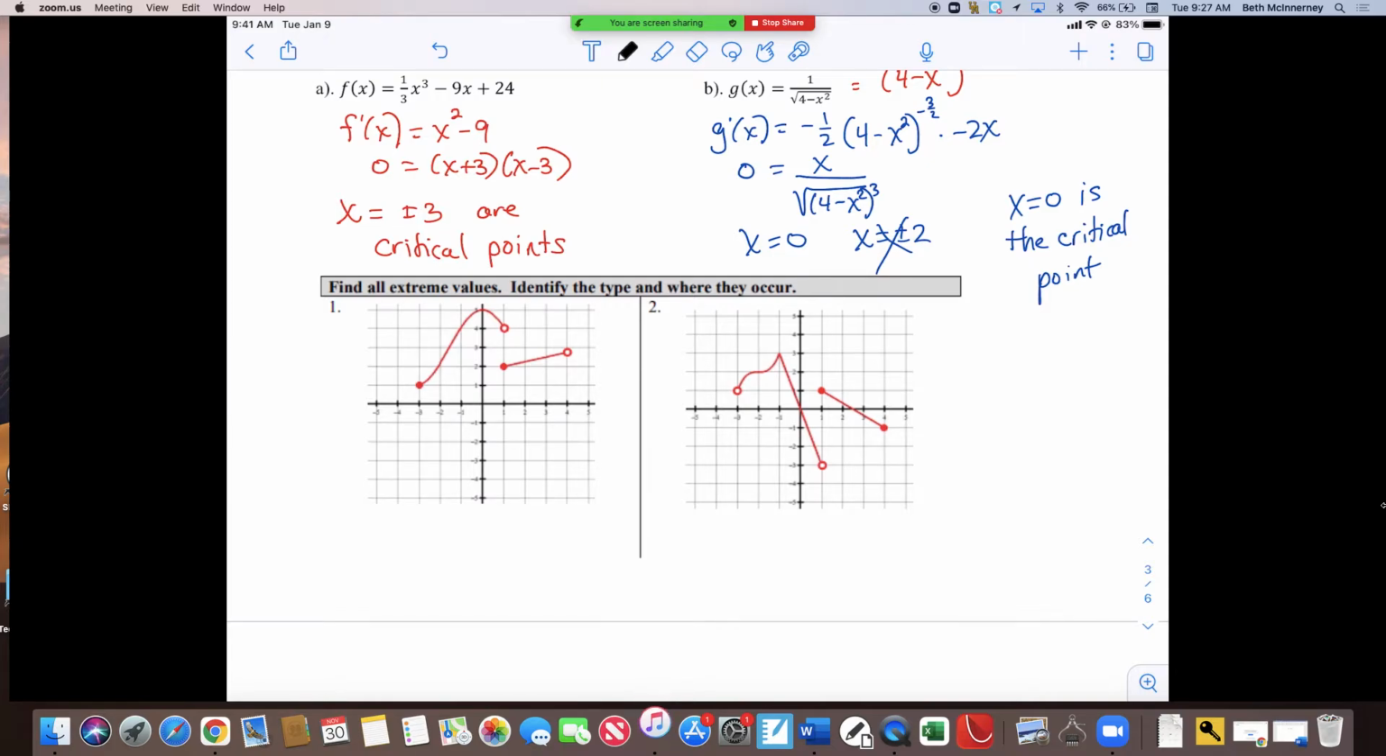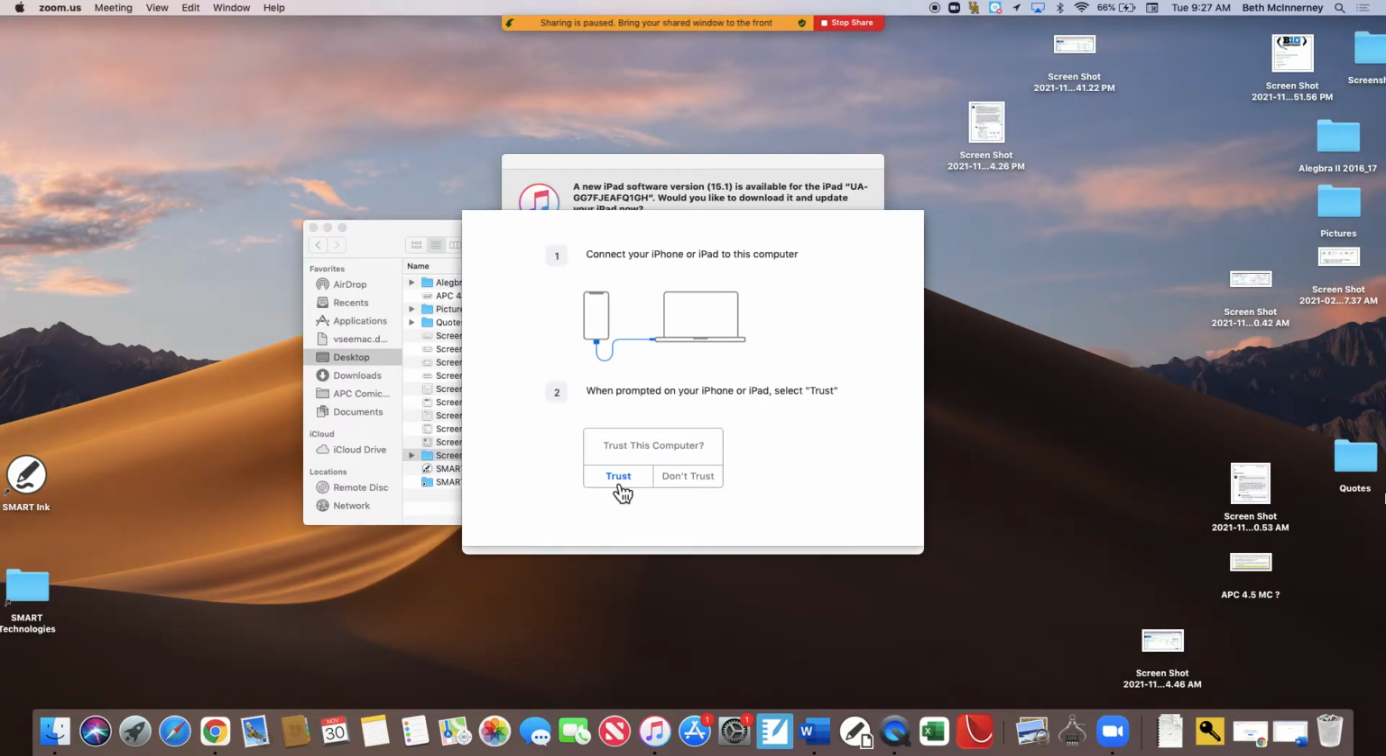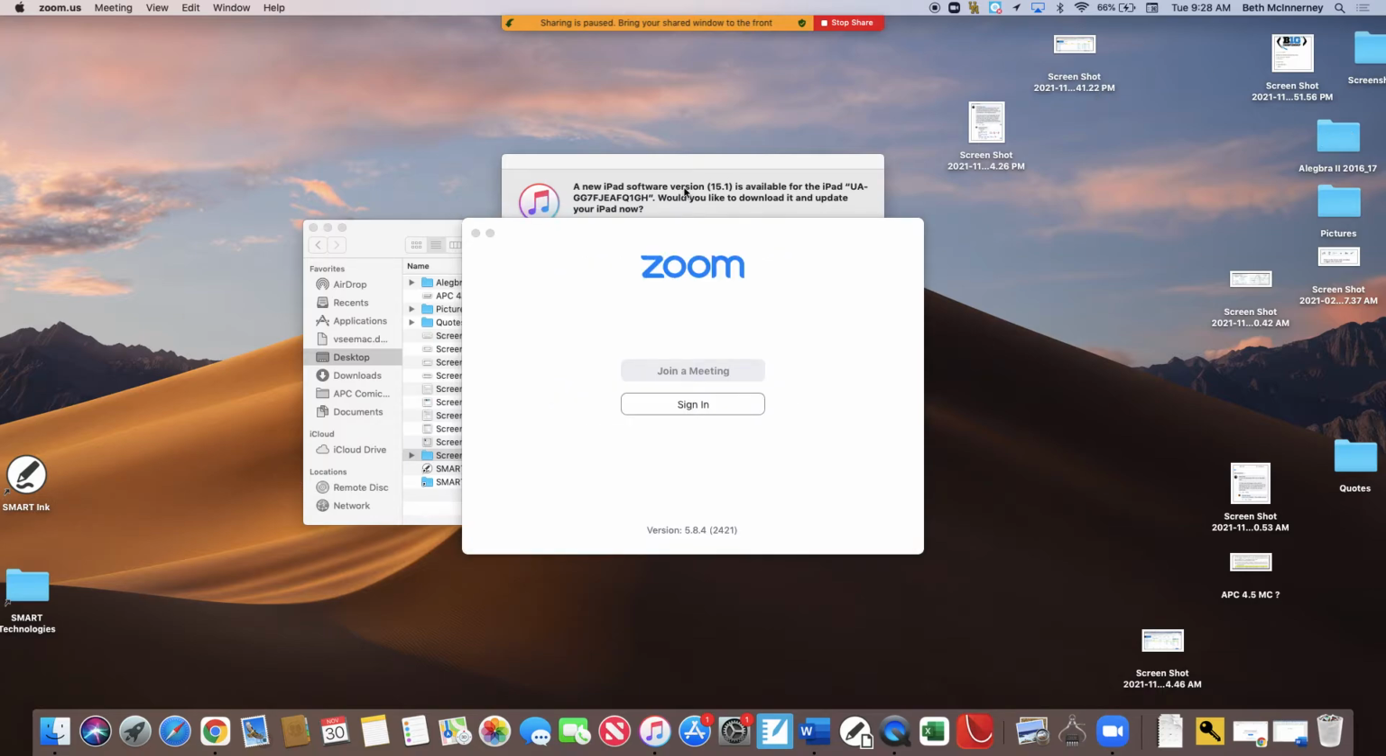All right, in number 1, I want to make sure I'm really clear: we don't call max and min points. We say it's the y value, and then we do describe the location of that y value. So the absolute max, whoops. Hopefully it's coming back here.